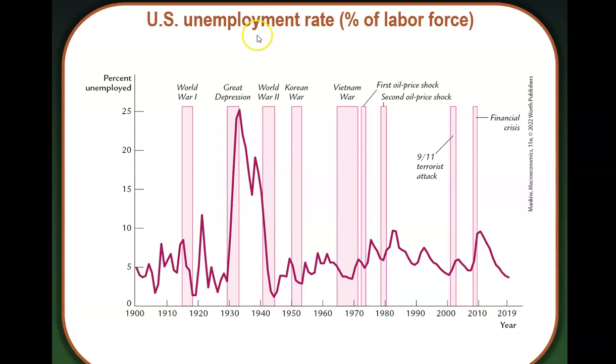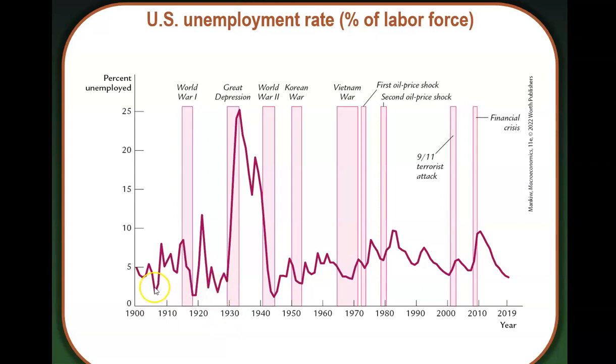So the unemployment rate is the percentage of the labor force that is not working. So remember, the labor force only consists of people that are either working or trying to work. So people that are not trying to work, like retirees or students or discouraged workers, are not counted in this unemployment rate.